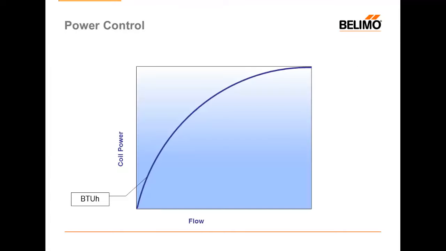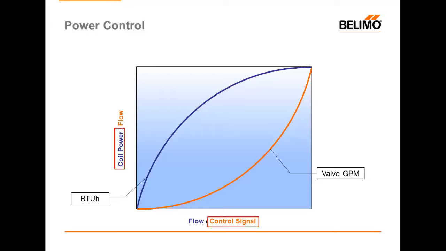Let's take a closer look at power control. Remember our curves from earlier on in the seminar? This was our coil curve with a steep early behavior and a flat late behavior, and we were measuring flow versus coil power. Then we put in our control valve, which had a slow opening action, and this related our control signal to our flow, and we were hoping that the sum of these two curves would give us something where control signal was controlling directly to coil power, and we were hoping it would be a nice linear relationship between the valve and the coil.